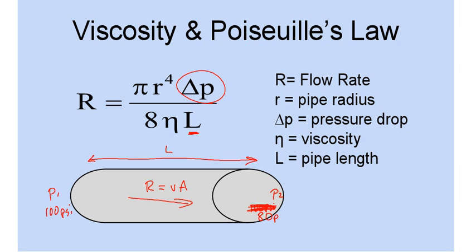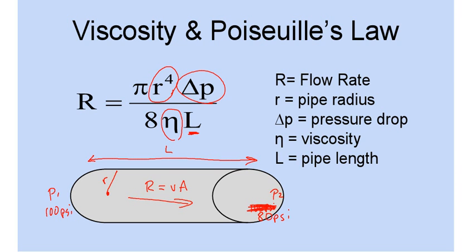If this is 80 psi here, now I've got a pressure drop, a pressure difference, and it's pushing harder on the left-hand side than on the right. So that's going to determine how much water, how fast the water flows through the pipe. I need that in there. The greater the delta P is, the greater the flow rate is. The radius right here would be the radius of the pipe, and the bigger that is, the more water I can push through it.